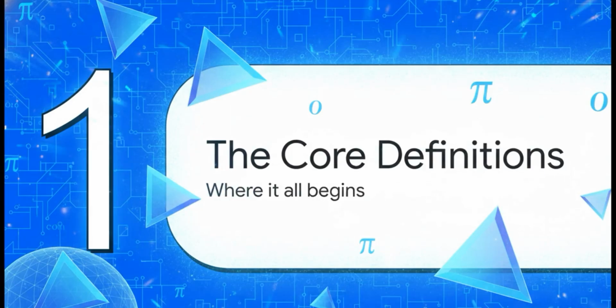Everything in the entire world of trigonometry, all of it, is built on one simple, super powerful shape, the right angle triangle. This is ground zero, so let's make sure we've got this part down cold.